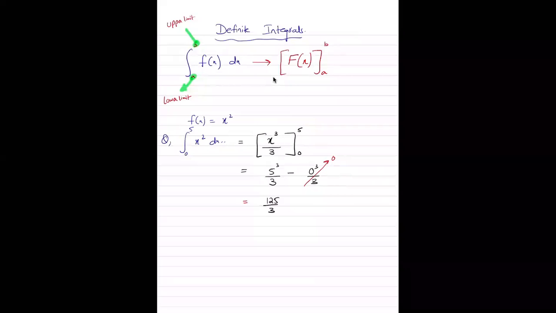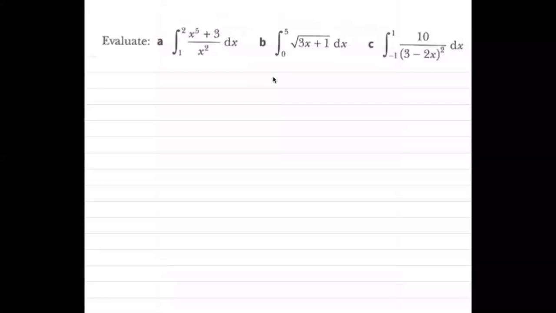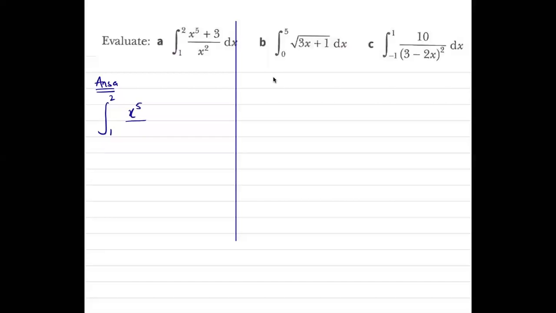So let's try these examples. The first part says integration of x squared plus 5 upon x to the power 5 plus 3 upon x squared dx. So in order to integrate this function, the first step that comes to my mind is split the fraction. So it's going to be x to the power 5 upon x squared plus 3 upon x squared.